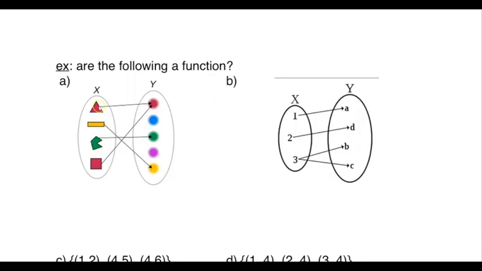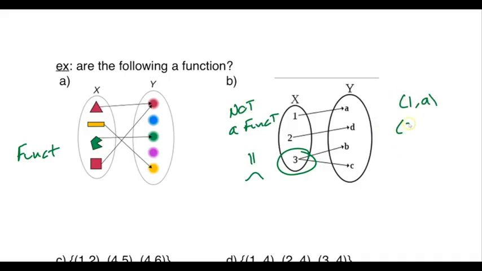If you look at these, they are all different. That goes to that. That goes to that. This is a function. These are all unique. And then here's an example that is not a function: 1 goes to A, 2 goes to D, 3 goes to B, and 3 goes to C. This is why it's not a function, because 3 gets used twice. Anytime one of your x values is used more than once, it's not a function. If I list this out, it would be 1A, 2D, 3B, and 3C, and right there you see I have two 3s. So, not a function.